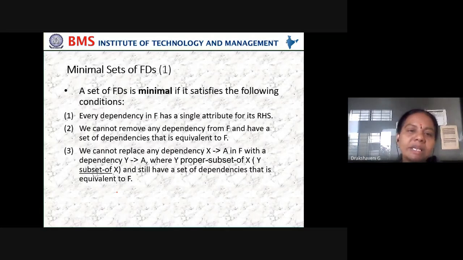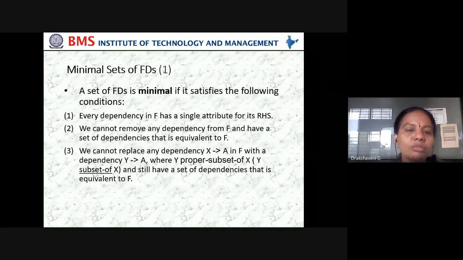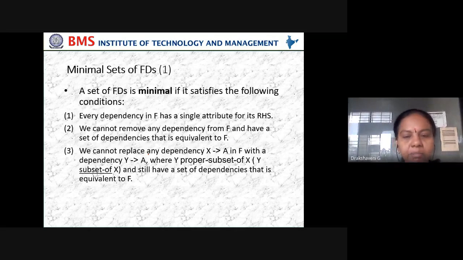Now, minimal sets of functional dependencies. A set of functional dependencies is minimal if it satisfies the following conditions. Every dependency in F has a single attribute on the right-hand side. We cannot remove any dependency from F and still have a set of dependencies equivalent to F. We cannot replace any dependency X determines A in F with a dependency Y determines A, where Y is a proper subset of X, and still have a set equivalent to F.